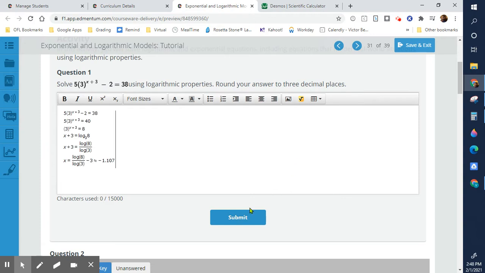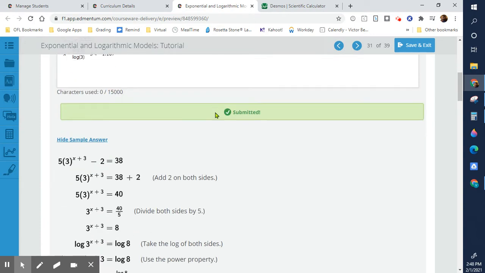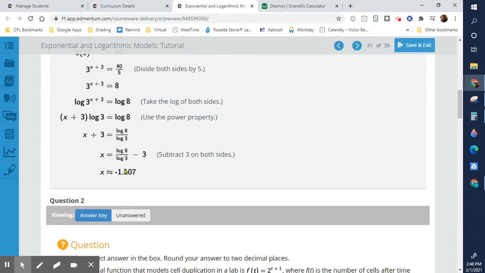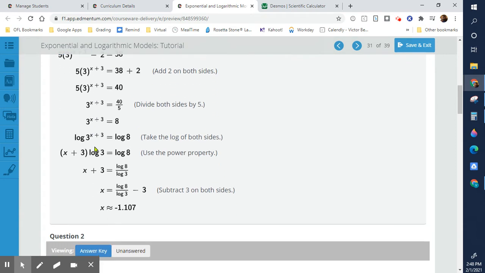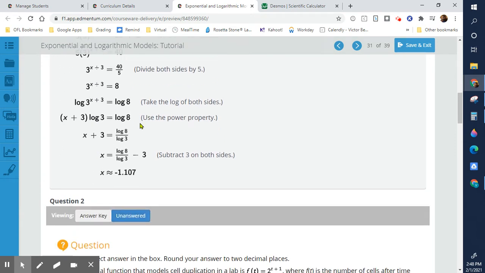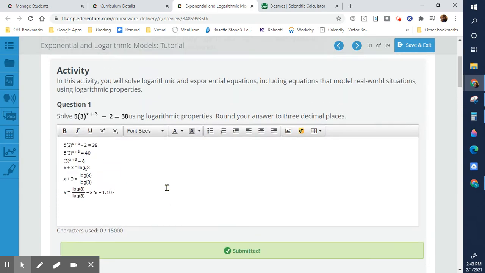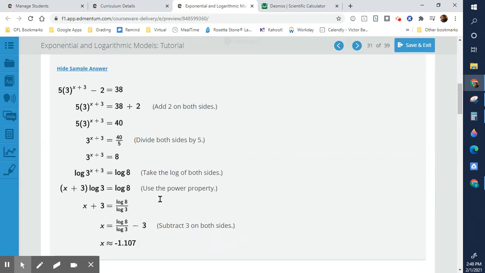Let's see how close we are to Desmos's answer. Right on the spot. And you can see they did the exact same steps I did. You're just doing algebra. All right. So they actually wrote down the names of the steps. I was not going to do that. That's too much work.